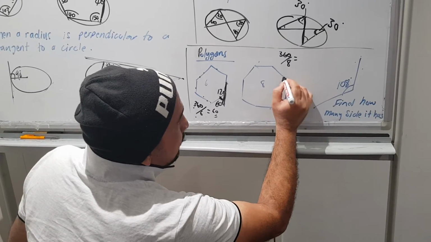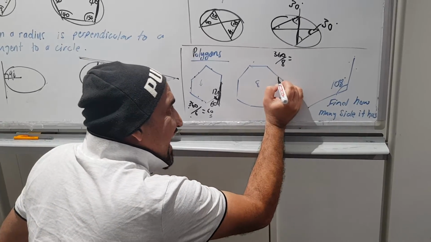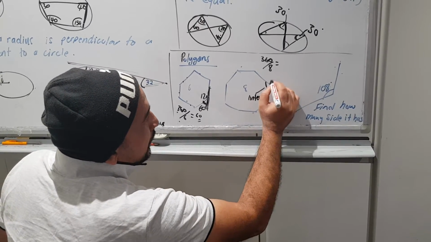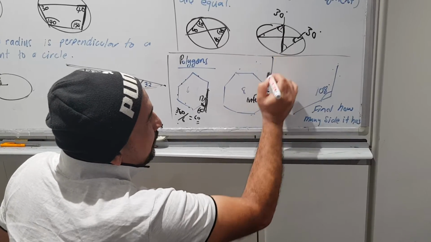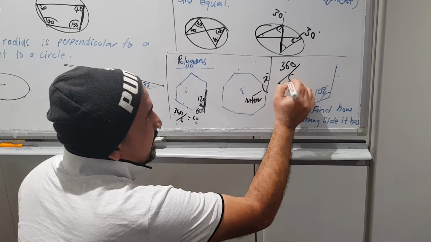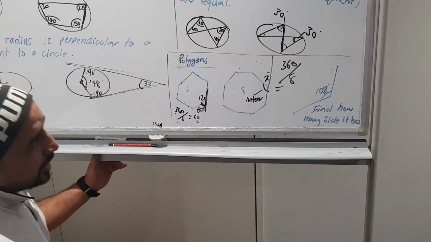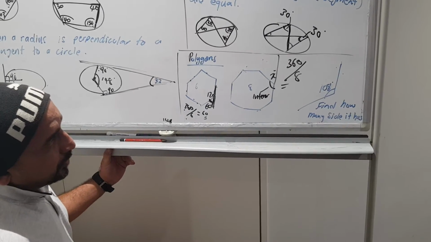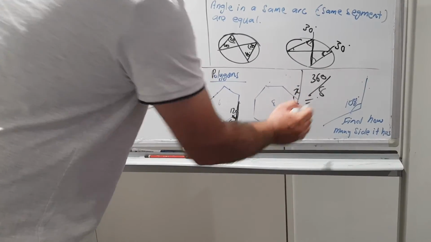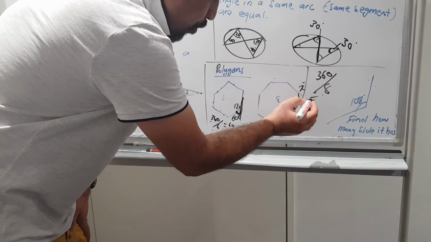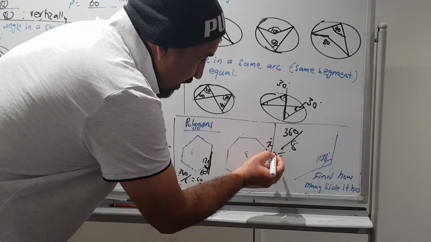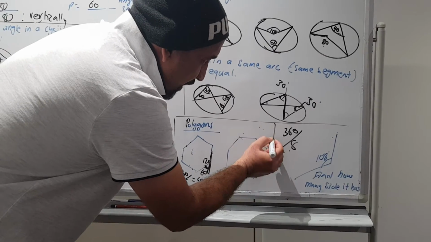Same here. Again, suppose the question is to find the size of one interior angle. We can first find the size of the exterior angle. And it's always 360, guys. It's always 360 divided by the number of sides, which is 8. So you have 360 divided by 8. You find the value of one exterior angle here. Okay, so you find the size of one exterior angle.